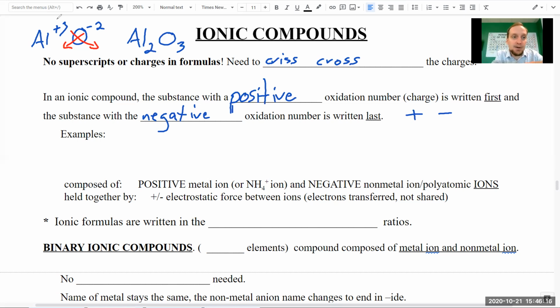Again, notice at the very top here that your aluminum is the positive, the oxygen is the negative. It is positive followed by the negative. So it's always going to be metal followed by non-metal. For example, magnesium chloride is MgCl2. If I was going to do strontium, let's say phosphide, that would be an example there.